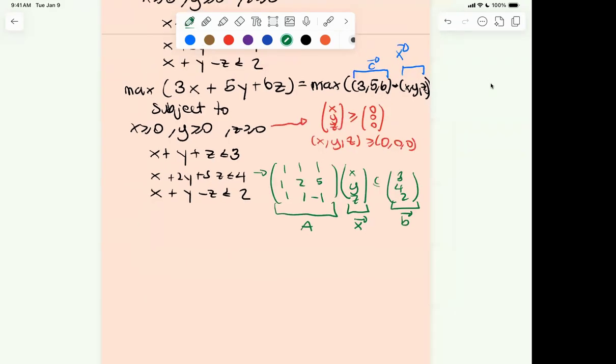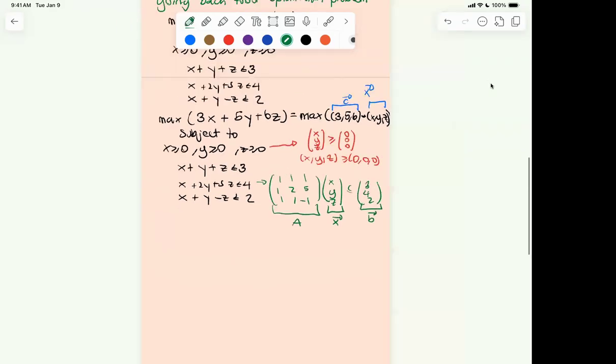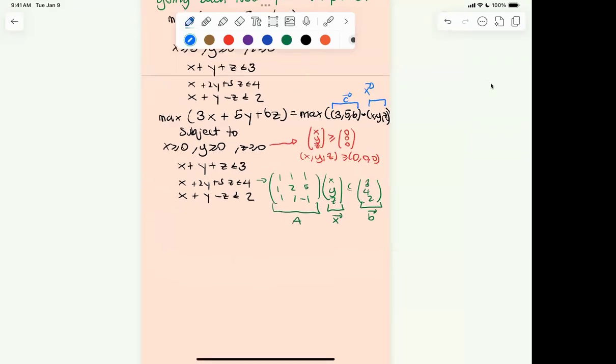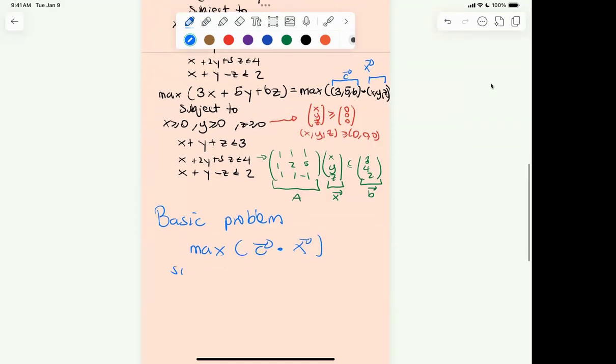So in general, all of our problems, our basic problem, can be rewritten as the max of a dot product subject to the variables being non-negative and this matrix inequality, or vector inequality.